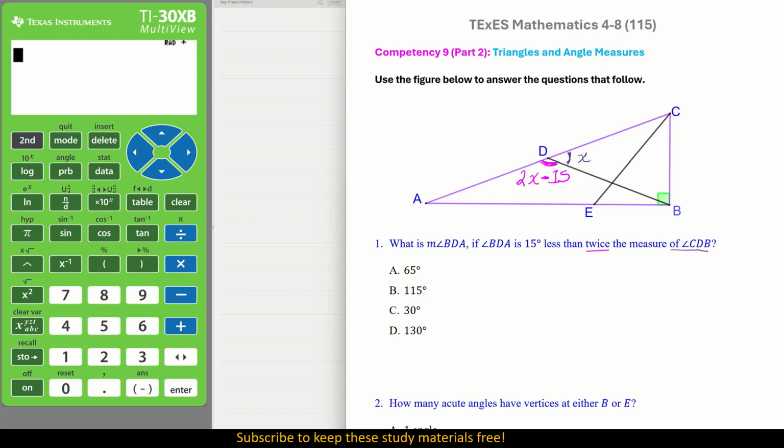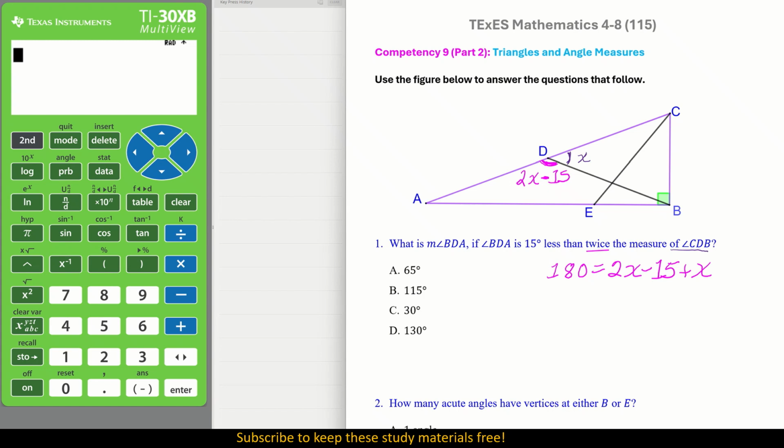Now, we know that any straight line has a degree of 180, and that these two angles together are supplementary, meaning they're adjacent along a line, so we can just add them together and it equals 180. So this is what we have: 180 equals 2x minus 15 plus x.